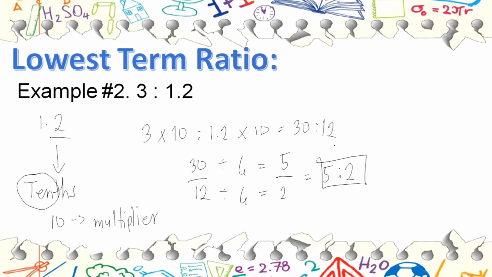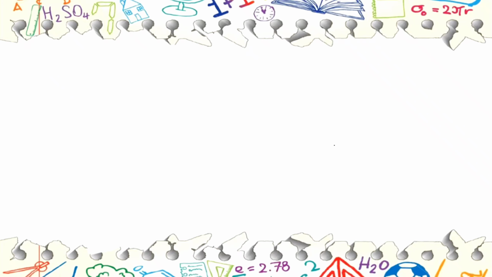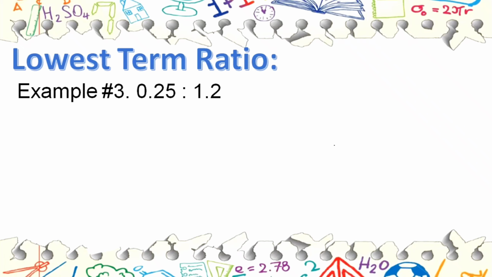And for the last example for this tutorial, we have 0.25 is to 1.2. At kung mapapansin nyo, yung ating first term at second term ng ratio ay parehas na pong nakadesimal. Ibig sabihin, kailangan mayroong isa dyan na gagamitin natin bilang basis kung anong gagamitin nating multiplier. So, paano po natin i-identify?